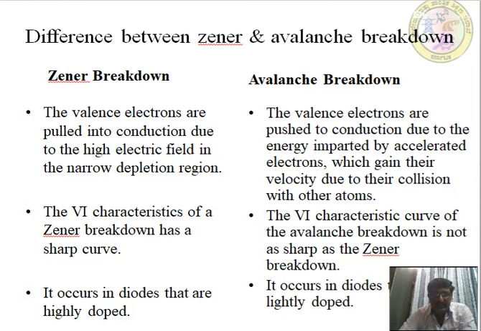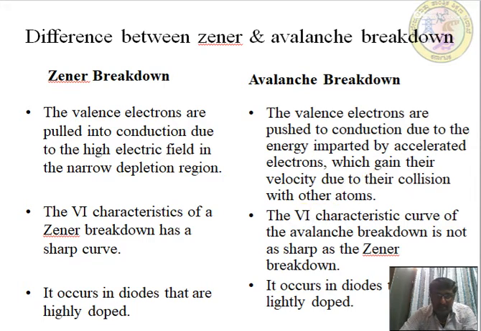Next, in Zener breakdown the valence electrons are pulled into the conduction band due to the high electric field in the narrow depletion region, whereas in avalanche breakdown the valence electrons are pushed into conduction due to the energy imparted by accelerated electrons, which gain velocity and collide with other atoms. So this occurs through collisions with other atoms, creating free electrons.